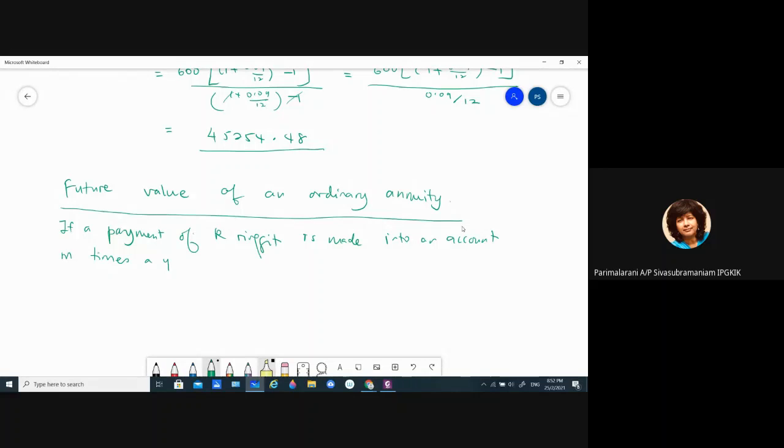n times a year, at an interest of I. The final amount after t years is, so this is our formula.